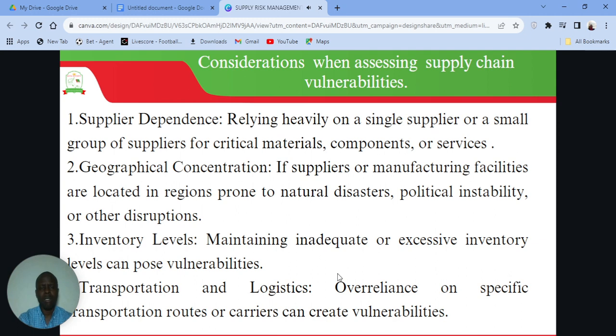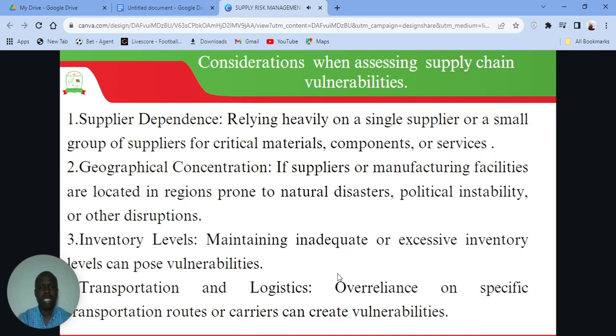We have seen the impact of the war in Ukraine in terms of the countries that depend on Ukraine to deliver certain goods and services. It has been a difficult season for them. So as we consider supply chain vulnerabilities, we also need to be considerate in terms of our concentration with the suppliers. Keen to note also, the third one is we need to ensure that the inventory levels that we are maintaining are not inadequate.